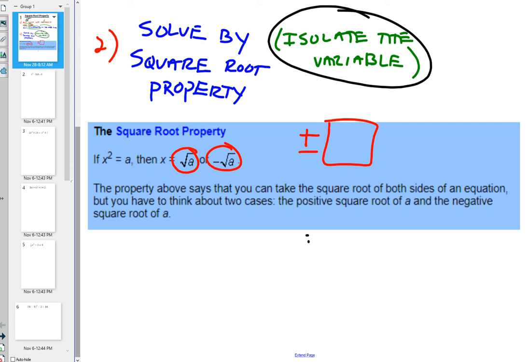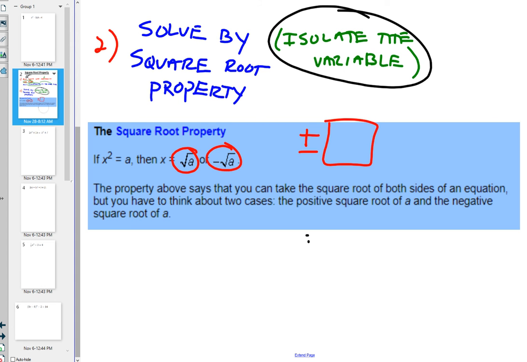And sometimes the square root will stick around. You will not be able to get rid of it. In some cases, you will. But regardless, there needs to be a plus or minus in front. You will see that plus or minus throughout the entire week. Even when we do different methods, you'll see that plus minus. We have to establish this today. Square root property.